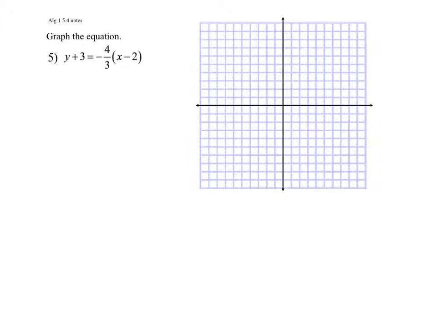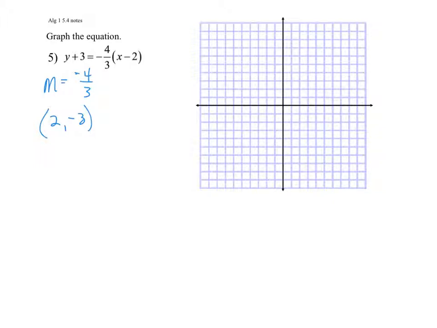All right, folks, we're going to graph the equation now. We've actually been given everything we need in order to graph an equation because this is the point-slope form of a line. So I've got a slope of negative 4 over 3, and they've also given me a point to start with. I've got the point 2, negative 3. So I can use that information to determine the graph of this line, and I can graph it.